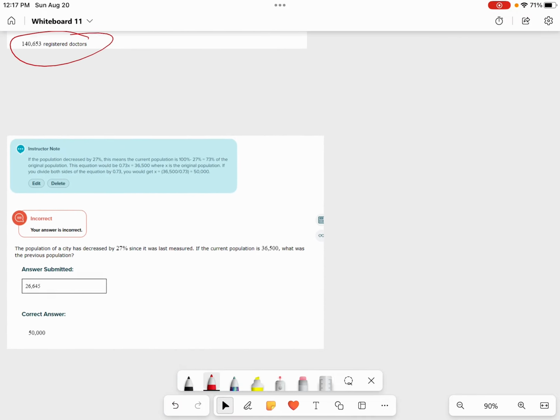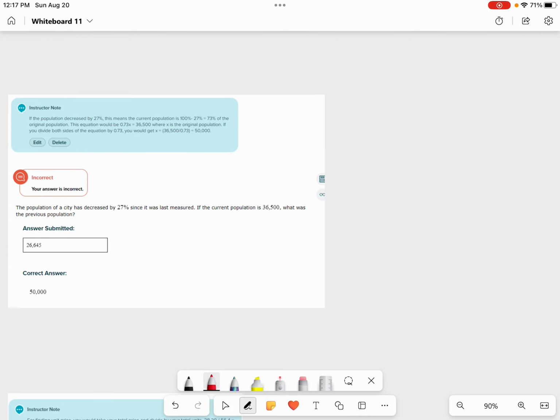All right, and this third one you missed says the population of a city has decreased by 27% since it was last measured. The current population is 36,500. What was the previous population? If it decreased by 27%, let's see what percentage of the population we still have. You would do 100 minus 27, and that would give us 73%.